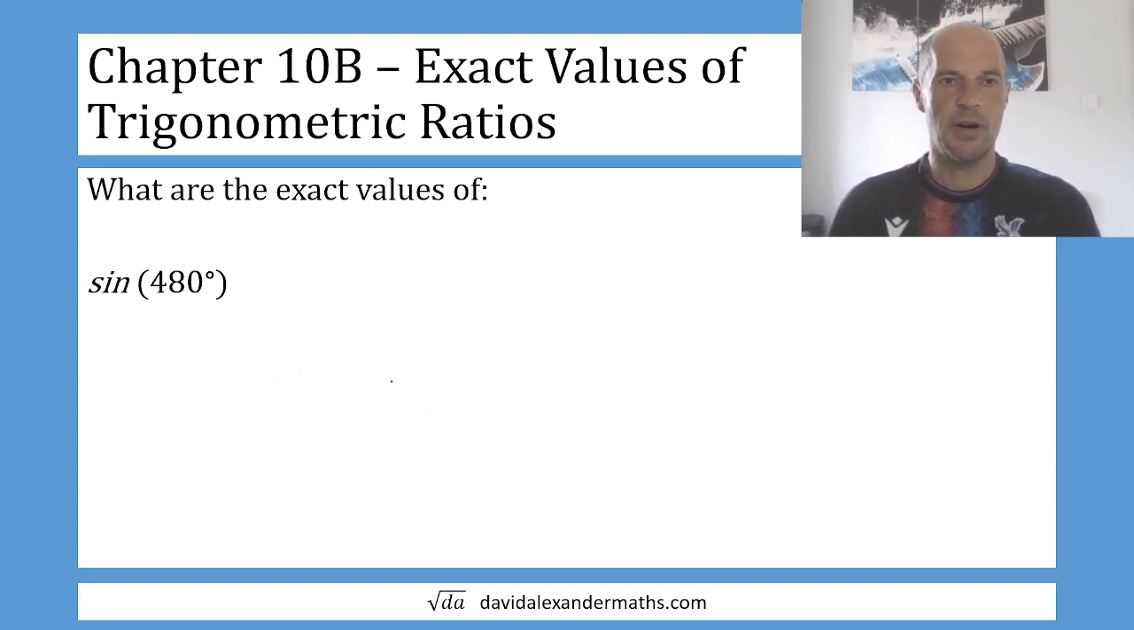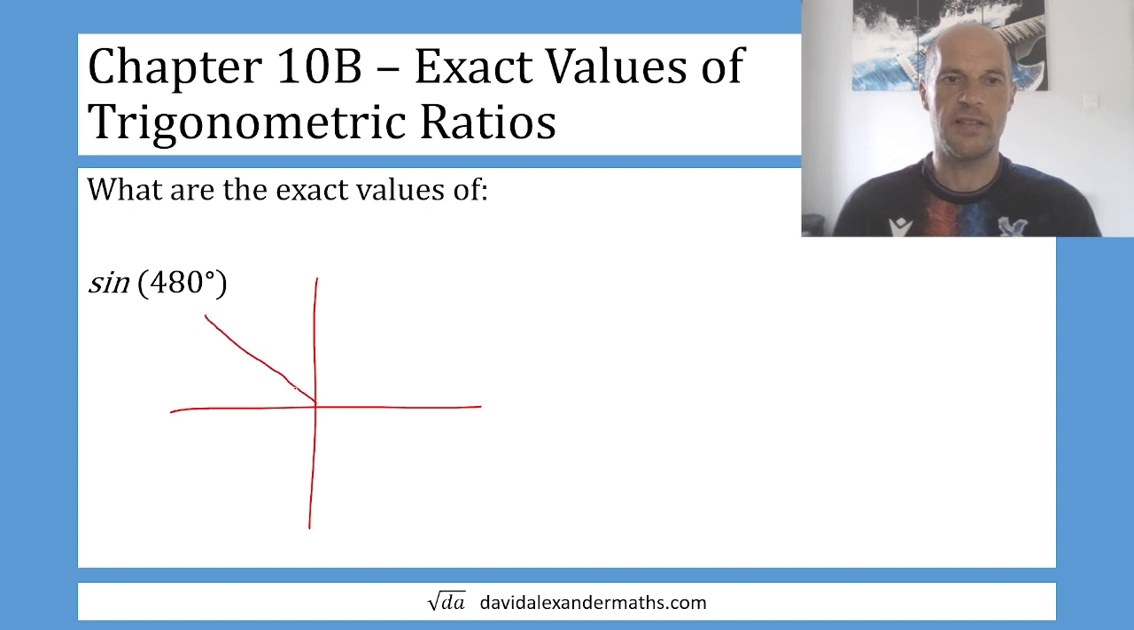What's the exact value of sine of 480? Okay, so 360 takes me all the way to here. So that's another 120, so that's 90. So that will generate 30 degrees here with the y-axis, so 60 degrees with the x-axis. So remember, it's the angle with the x-axis that is the angle we're interested in. So the sine of 480 is the same as either the positive sine of 60 or the negative sine 60.